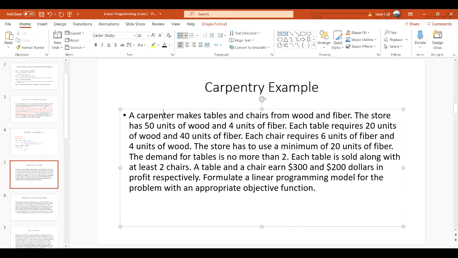So as always, the first thing we need to do is find decision variables. But before that, let's highlight the key information. A carpenter makes tables and chairs. So already we know probably what our decision variables will be. And they're made from wood and fiber. Typically, if we're looking at resources, those qualify generally as constraints because they are not unlimited. The store has 50 units of wood and 4 units of fiber.